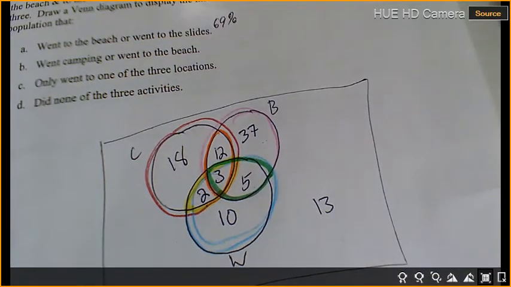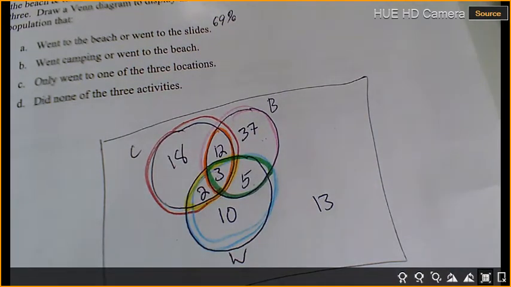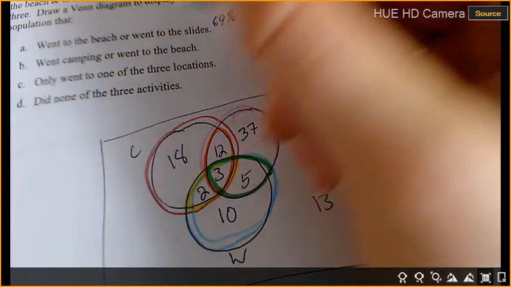Went camping or went to the beach. So I'm going to add these two together. It's going to say 18 plus 12 plus 37 plus 3 plus 2 plus 5. I get 77.